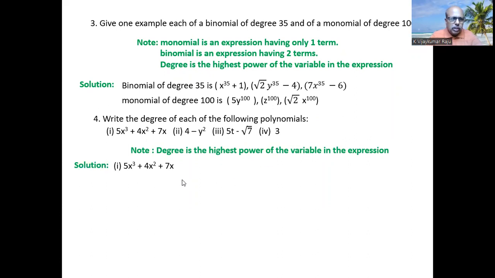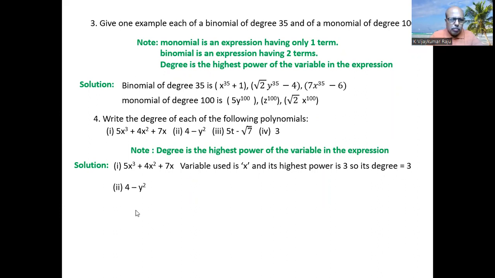Now see here, first one. The variable is x only. Here the power is 1, here the power is 2, here the power is 3. Highest power is 3. Therefore, the degree of this polynomial is 3. Variable used is x and the highest power is 3. So the degree is equal to 3.